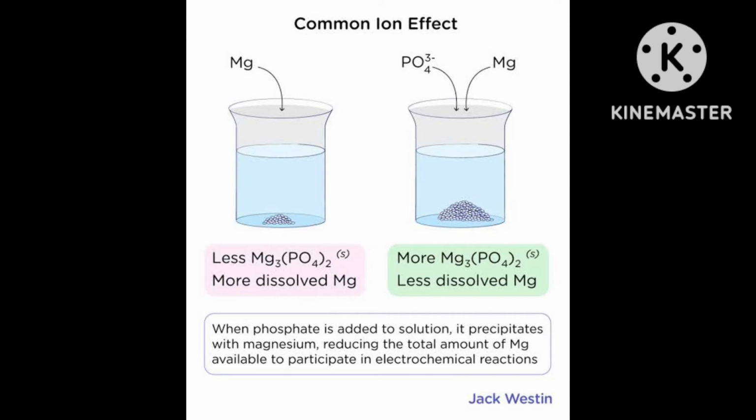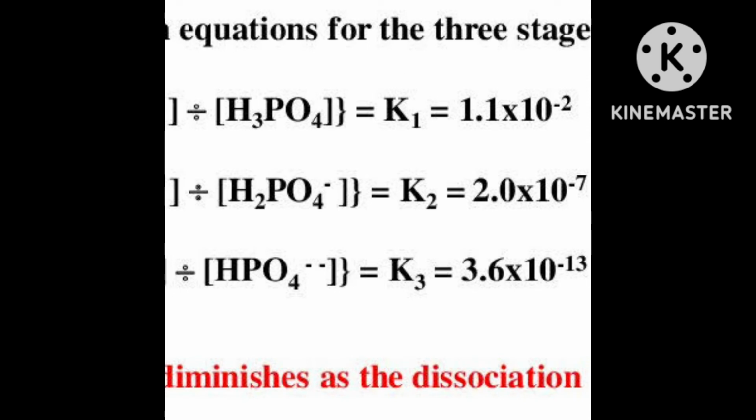The values of ionization constants for some common polyprotic acids, I will tell you. For example, oxalic acid has two ionization constants, Ka1 and Ka2. Ka1 is 5.9 into 10 to the power minus 2, and Ka2 is 6.4 into 10 to the power minus 5. Minus 5 means less, and Ka1 was more. More means easily ionizable, meaning the first hydrogen can be replaced very easily, ionized very easily in comparison to the second.